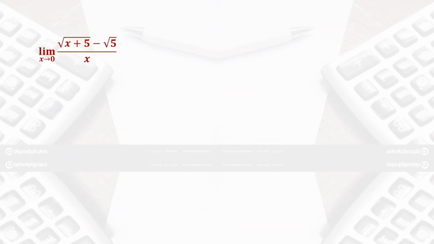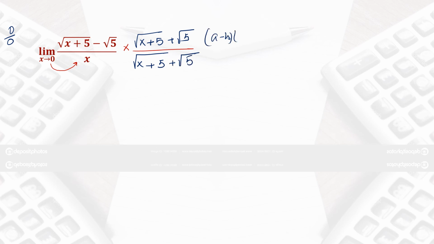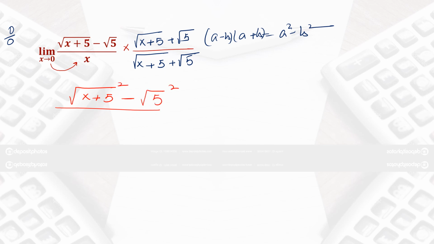So of course here we will apply the idea of multiplying and dividing with the conjugate, because if we apply the 0 here, we come up with the indeterminate form. So here you will write square root of x plus 5 plus square root of 5 on the top, and the same thing in the denominator. Now we know that a minus b times a plus b equals a square minus b square. So write the first term, square root of x plus 5, with whole square, minus b square, the second term with the square.